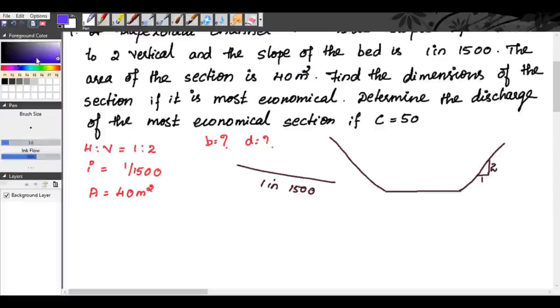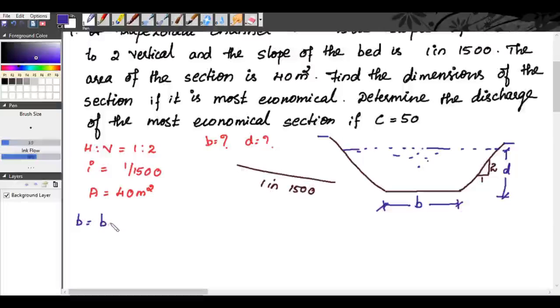So let us imagine the depth of flow of water is up to this. The depth of flow is taken as small d. The bottom width of the channel section is taken as small b, so b is the bottom width of the trapezoidal channel, and small d is the depth of flow.